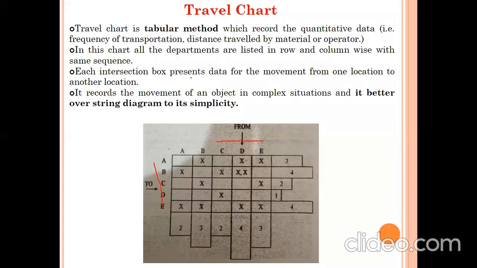Each intersection box represents the data for the movement from one location to another location. Okay, so from B to A, how much distance or data is there, that is shown here. It records the movement of an object in a complex situation and is better over the string diagram for simplicity.